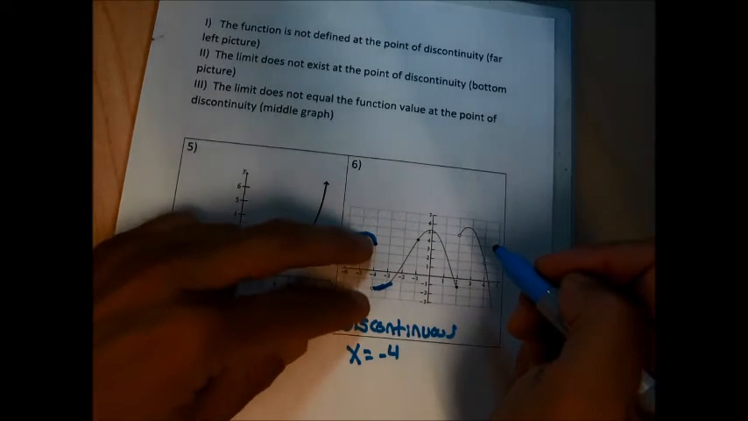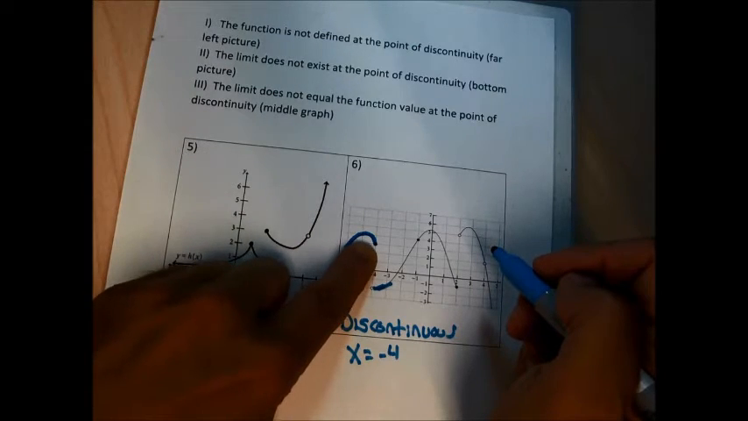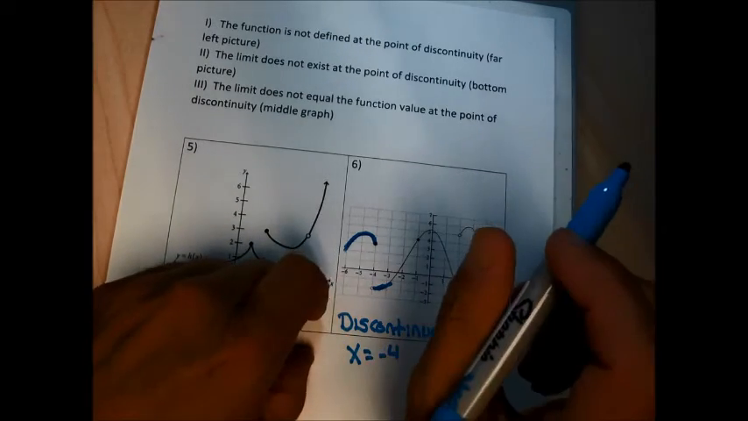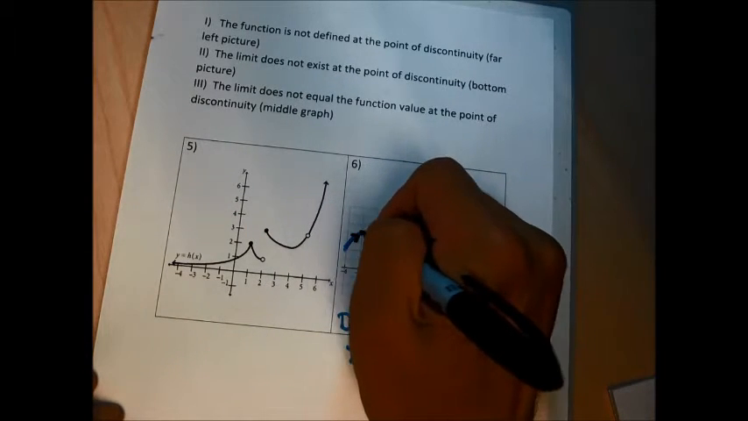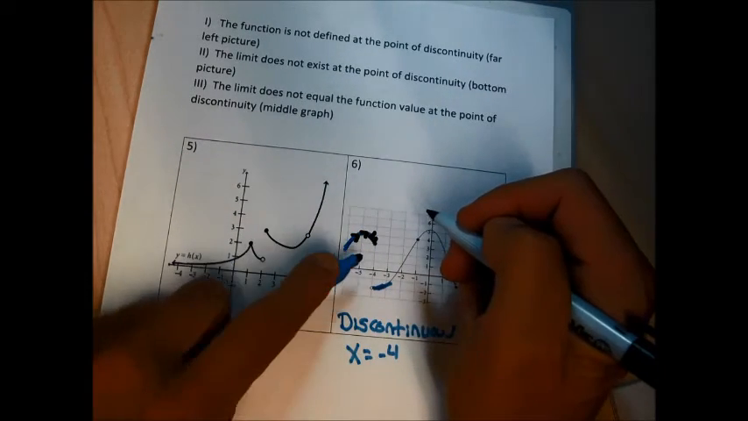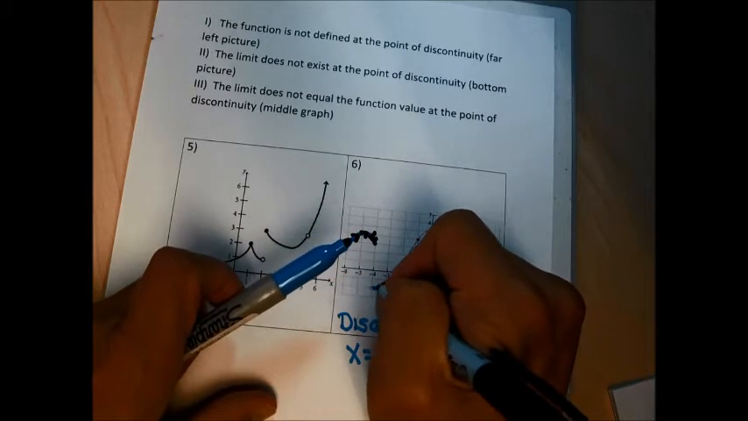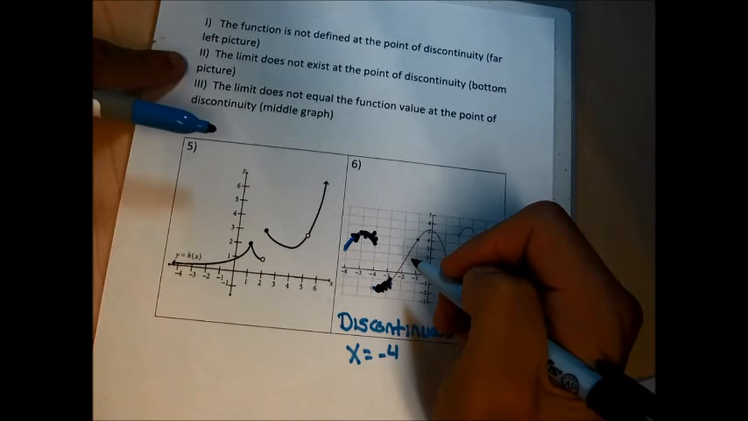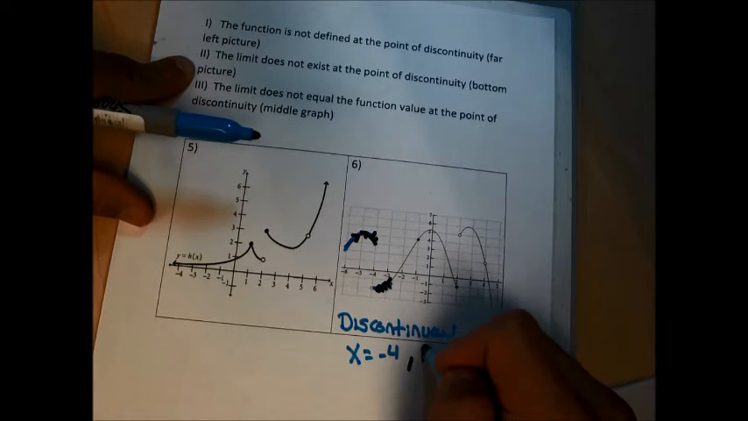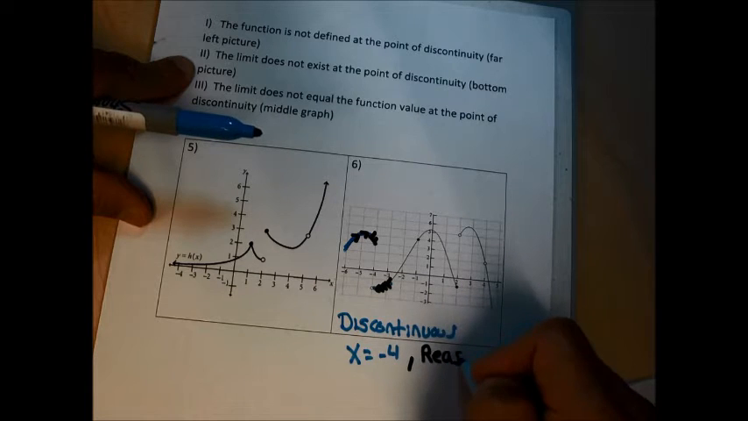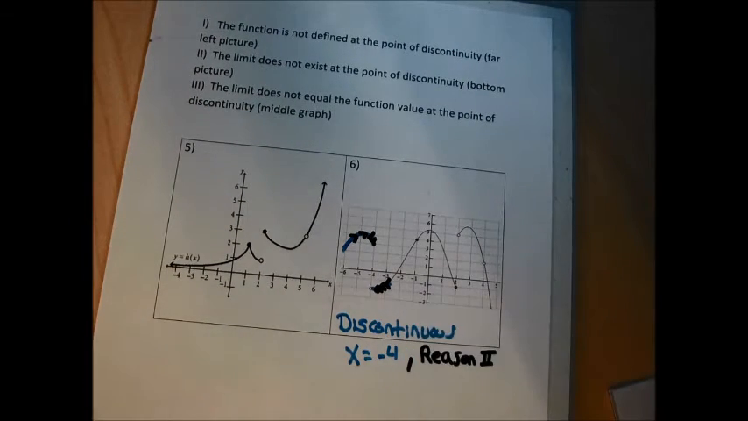And the reason it's discontinuous here, the function exists because it has a solid dot above x equal to negative 4. It's discontinuous at x equal to negative 4 because the left-hand limit is the y-coordinate of that point, and the right-hand limit is the y-coordinate of that point. So the limit doesn't exist because the left and the right-hand limit aren't the same. So at x equal to negative 4, it's discontinuous for reason number 2.